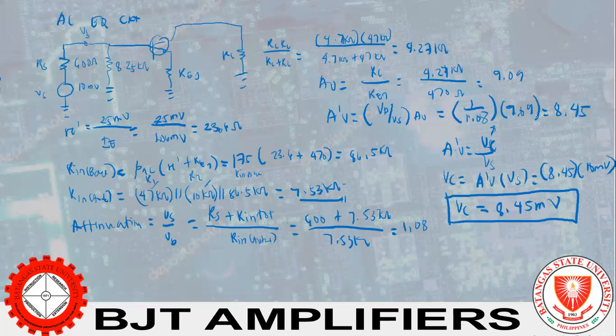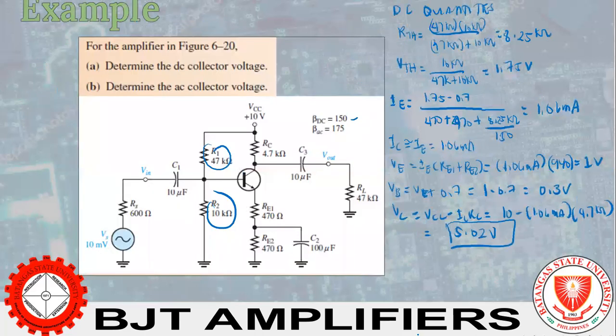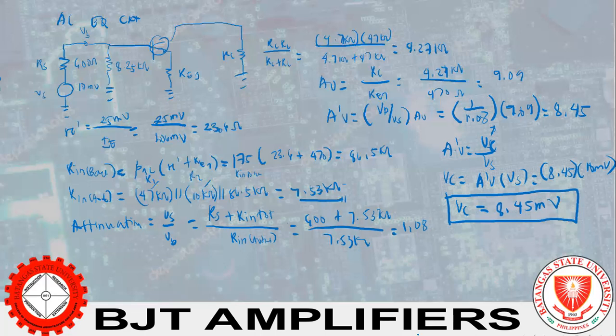Okay? So, yun po yung ating DC and so compare natin, so ang DC 5.02, ang AC 8.45 millivolts. So millivolts yung meron tayo. Okay? So next tayo.